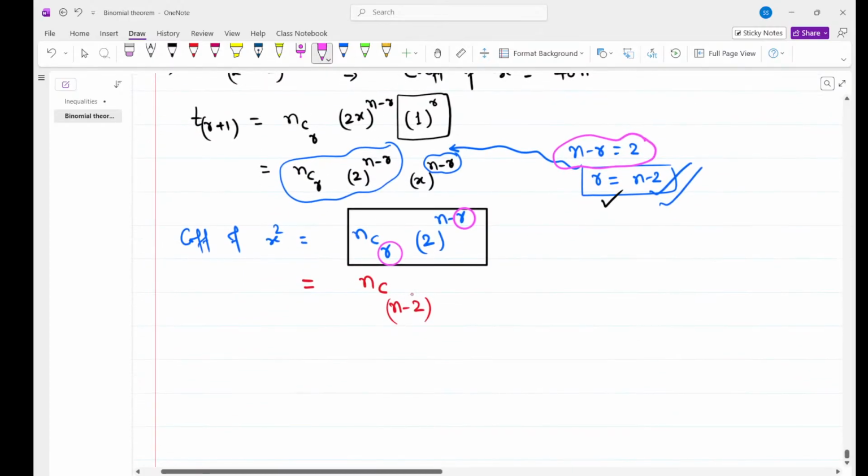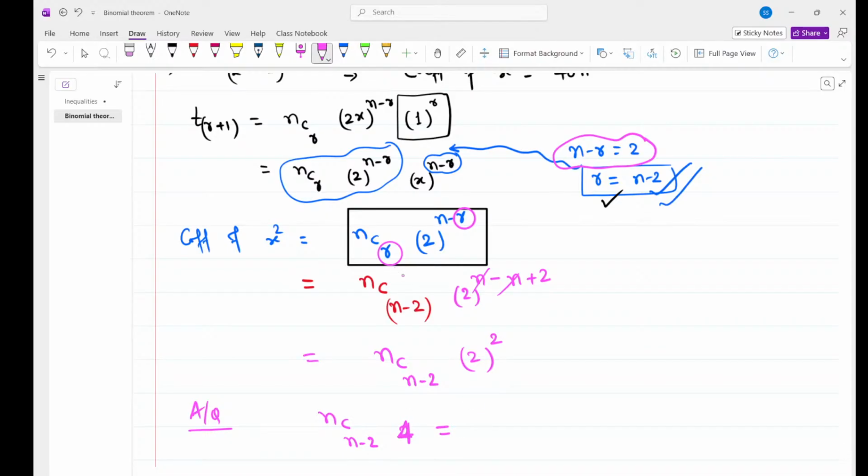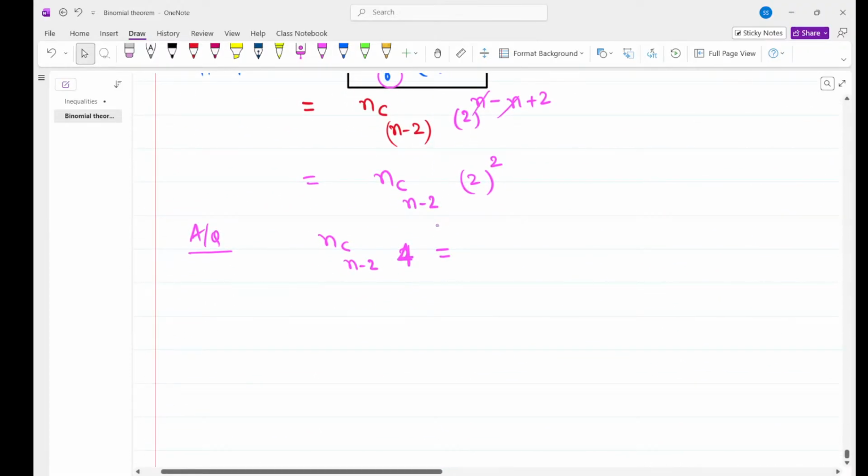So just substitute the r value everywhere in terms of n, so it will be 2 raised to power n minus, in place of r I will write n minus 2, minus n plus 2, isn't it? And it should be nC(n minus 2), and this is 2 raised to power n, and n cancels out, leaving 2 squared. Now, according to the question, nC(n minus 2) times 2 raised to power 2, that is 4, should be equal to 40n. Now we have one equation and one unknown.